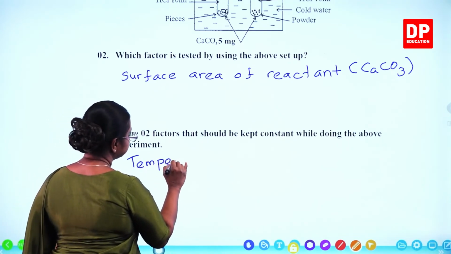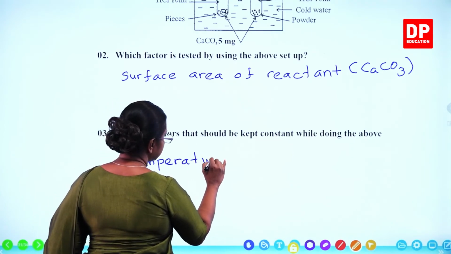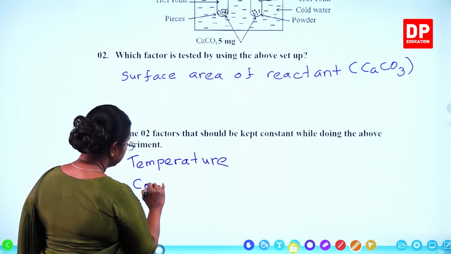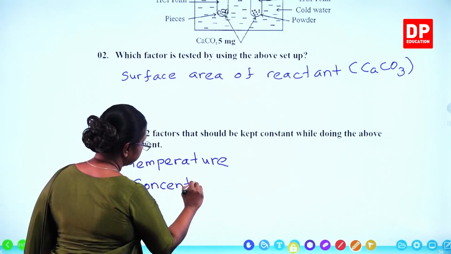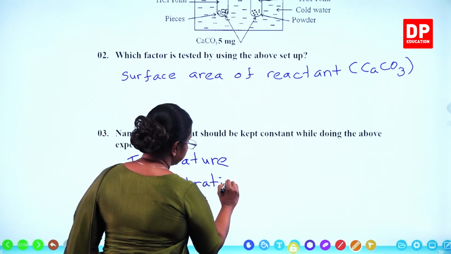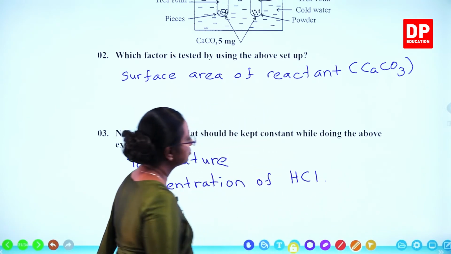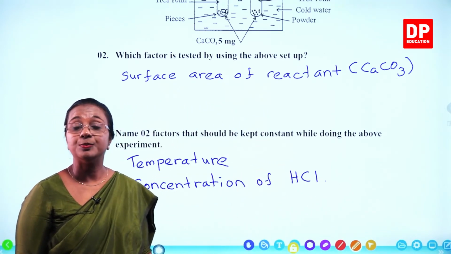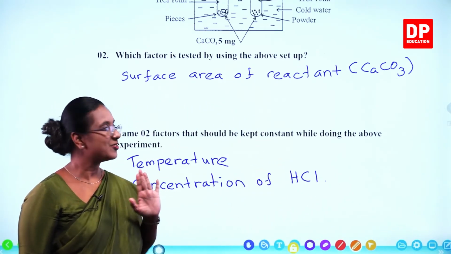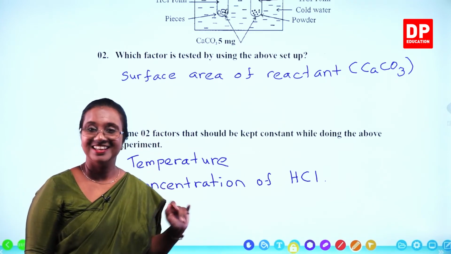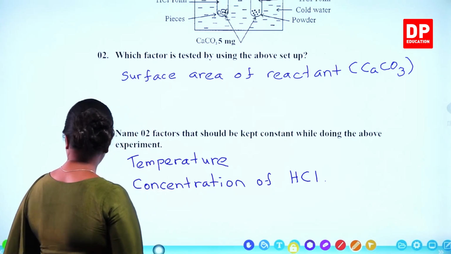Temperature and concentration of hydrochloric acid. So those are the two factors that need to be kept constant. I am sure you all can understand that. With that, students, we'll move on to the next slide.